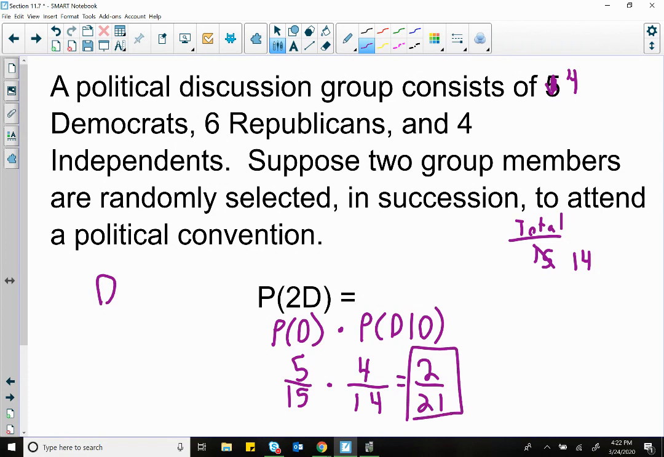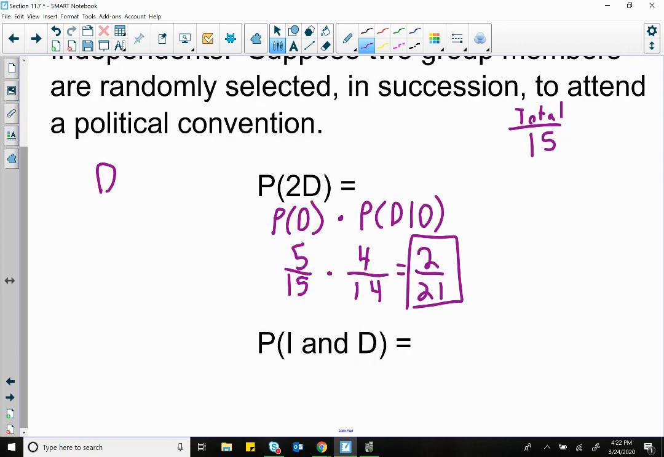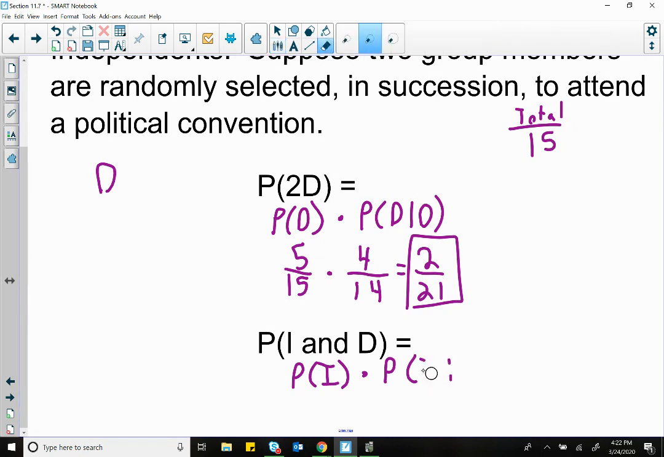There's your probability. Okay? And now we're just going to repeat the experiment again with choosing an independent first and then a Democrat. So we're going to need the probability of an independent. And we're going to multiply that by the probability of a Democrat, given that we've already taken out the independent. Okay?